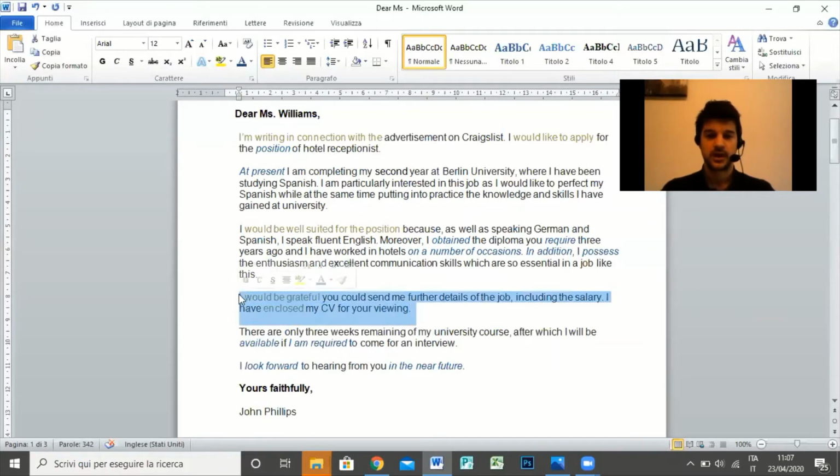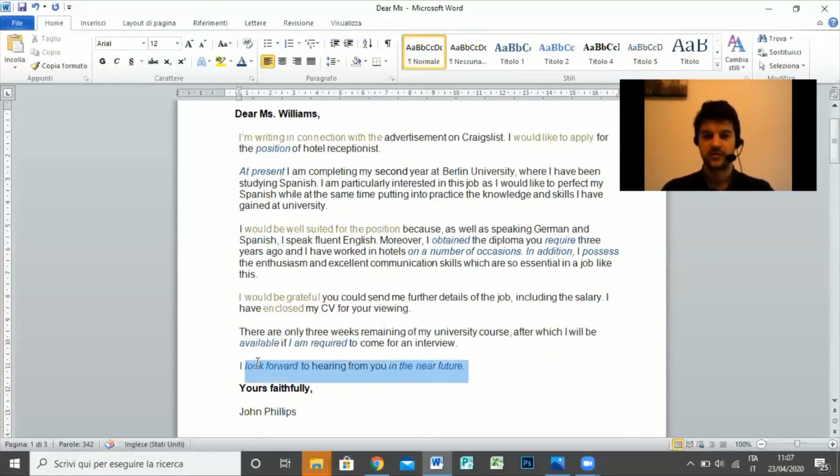Next one, okay. Here, he's asking for more information and also making it clear that he has attached his CV, which of course is essential if you want to get a job. And finally, making the employer aware of his availability, when he will be available for an interview, which might just push him to the front of the line if there are many, many applicants for that specific job role.